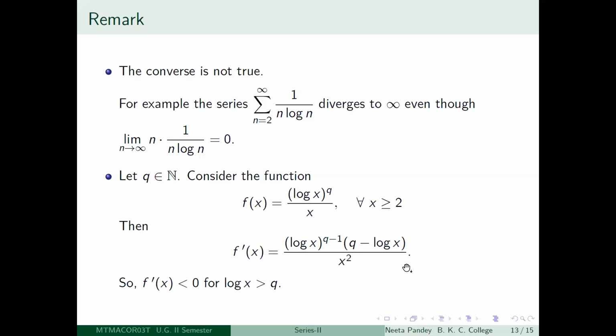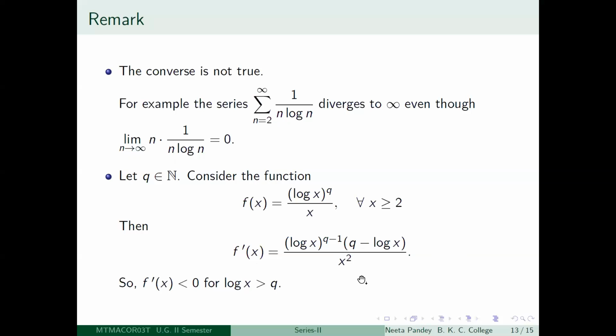It is not true that this is always negative. x squared is always positive, no problems. Log x to the power q minus 1 is also always positive, because q is a positive integer. If q is 1, then this just becomes 1. Otherwise, it is a number greater than 0. So the only question is, what about q minus log x? This is going to be negative only if log x is greater than q. So q minus log x should be less than 0, then the derivative will be less than 0.